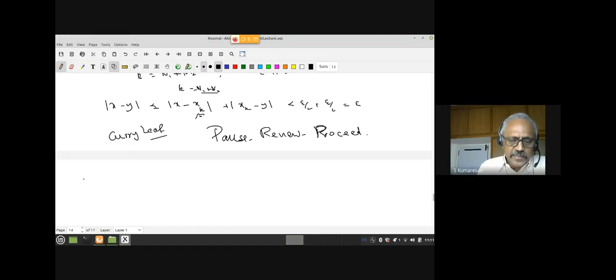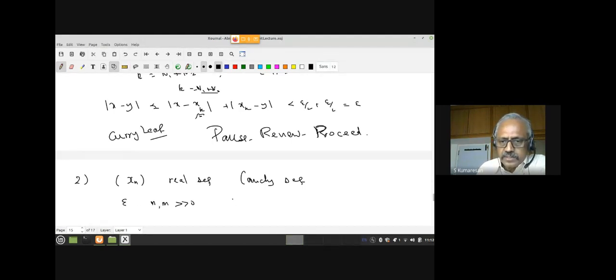Now let's look at the same curry leaf trick where it is used elsewhere. It's a counterpart of this. This is the second application of what analysis is about and how to make use of triangle inequality in the form of the curry leaf trick. So let there be a sequence xn. This is again a real sequence. When do I say it's a Cauchy sequence? I say it's a Cauchy sequence if n and m are very large, the distance between xn and xm is very small.